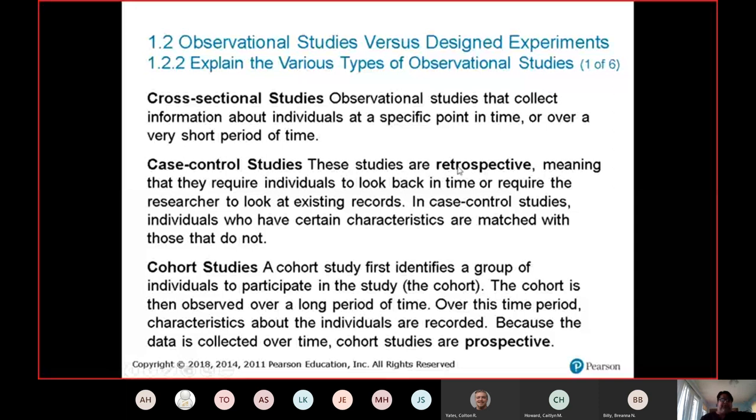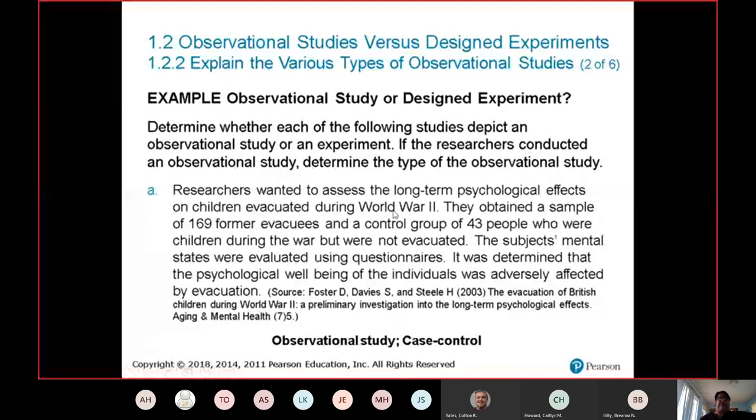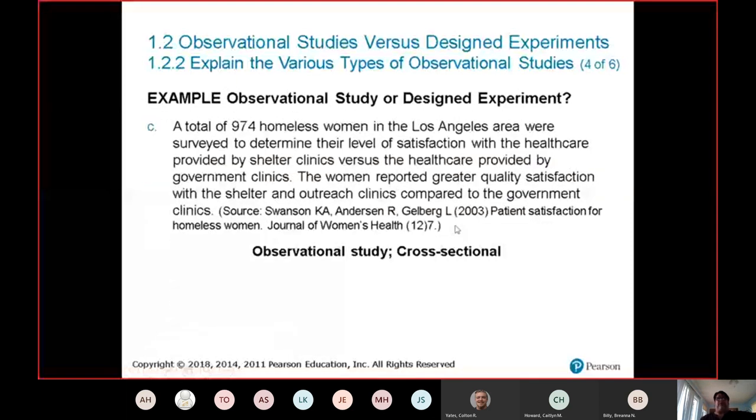Cohort identifies a group of individuals to participate in the study. That could be over a long period of time or a short period of time, but people are picked. Let's say I choose Anderson Campus to go through a study of how many people were in the Marlboro Club over the time of two semesters. I picked Anderson Campus, so that would be a cohort. I'm not going to spend a lot of time on these, because as long as you know the difference between them on a standardized test, you know them.